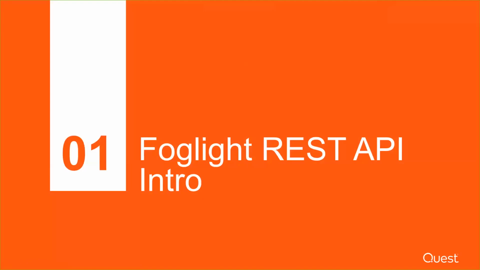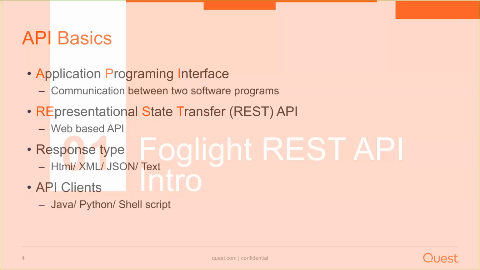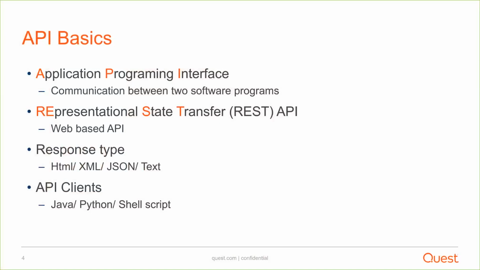Okay, Foglight REST API intro. I would assume most of you, if not all, have some sort of software programming or software background. So you would have heard the term API, Application Programming Interface. It allows you to check in with another program. In simple terms, it is simply talking between two software programs. Now, as an interface, as you would know with the software background, you can decide what you expose. So you can call and use only those that are exposed through the interface.